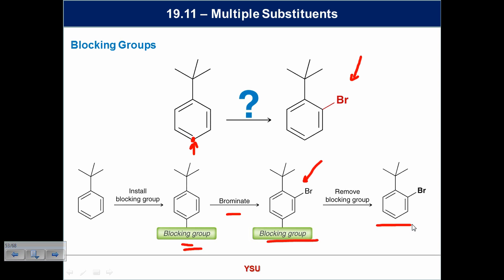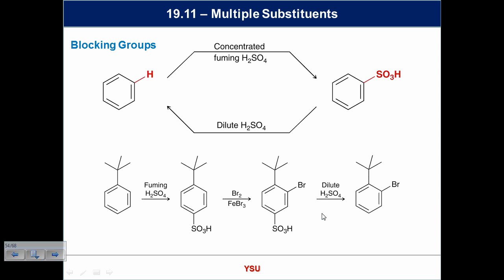Well, in this example, it's a good question. The blocking group is going to be a meta-director, right? So the question is, why doesn't it go down here? And the answer will be because the blocking group that we use, sulfonic acid, is a meta-director, and in this problem, that's sort of, yeah, 2 + 2 = 6. They both send to the same place. 2 + 2 does not equal 6, people.